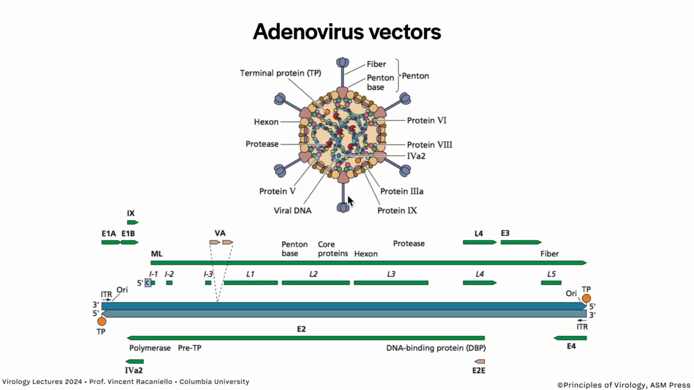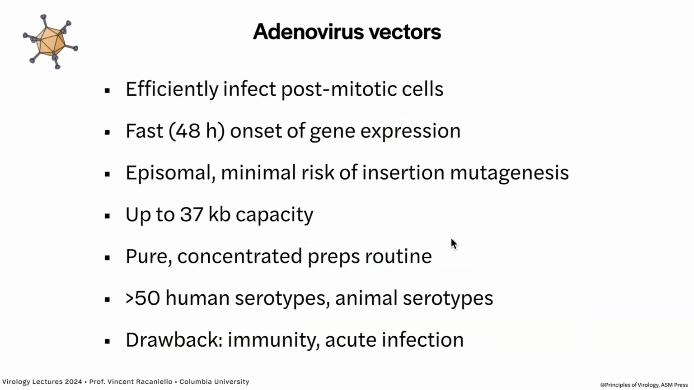First we're going to talk about adenoviruses. Remember, these are large DNA-containing viruses, icosahedral capsids, 36,000 base pairs of DNA. And this has been used for various vector usage. Some of the advantages: these viruses efficiently infect postmitotic cells. That means cells that are not dividing. And you know why? Because when the virus infects non-dividing cells, it makes them divide, right? By making T antigen. Fast onset of gene expression after infection. The virus remains episomal, so there's very minimal risk of insertion mutagenesis.